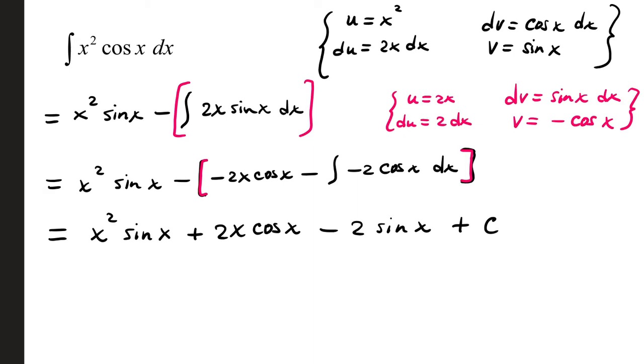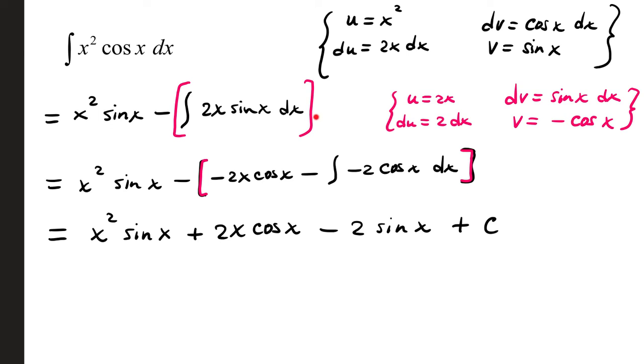In this example, we have the integral of x squared cosine x dx. Algebra ranks higher than trig, so u is x squared, dv is cosine x dx. The derivative of u is 2x dx. The antiderivative of dv is sine x. U times v is x squared sine x minus the integral of v du, all multiplied together is 2x sine x dx.